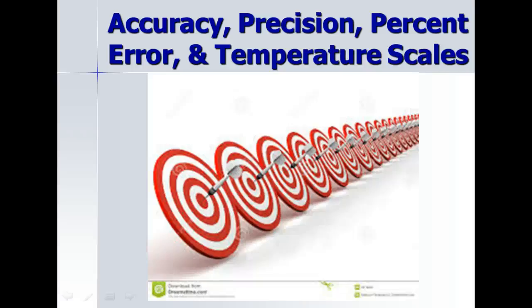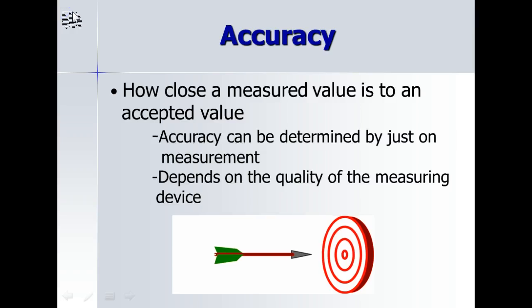In this video, we're going to talk about accuracy and precision. Accuracy is just how close a measured value is to the accepted value. It can't be determined just by one measurement. It depends on the quality of the measuring device. If we look at a target as an example, accuracy would be what you're aiming for, or the bullseye, right?